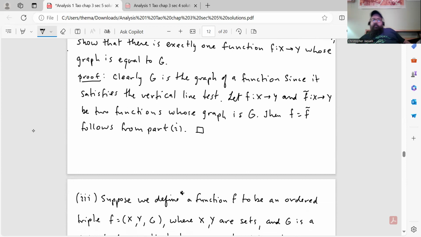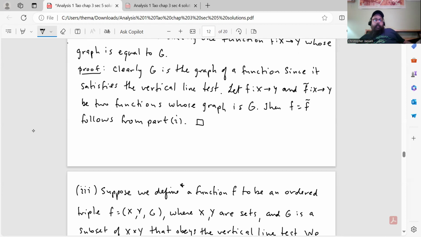Clearly, G is the graph of a function since it satisfies the vertical line test. Let f from X to Y and f tilde from X to Y be two functions whose graph is G. Then f equals f tilde follows from part one.